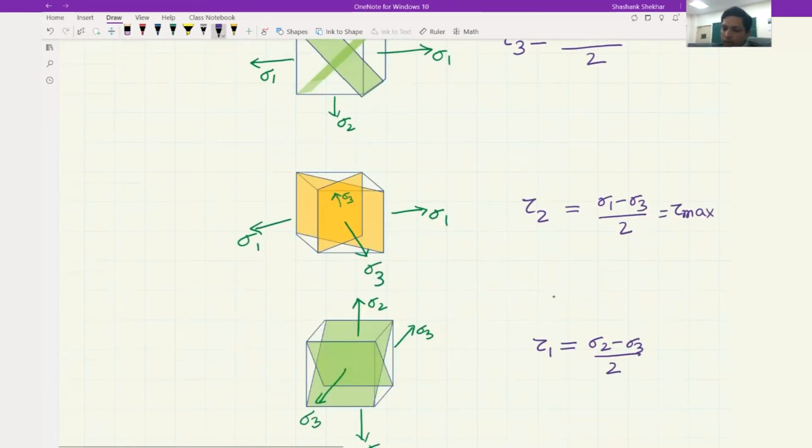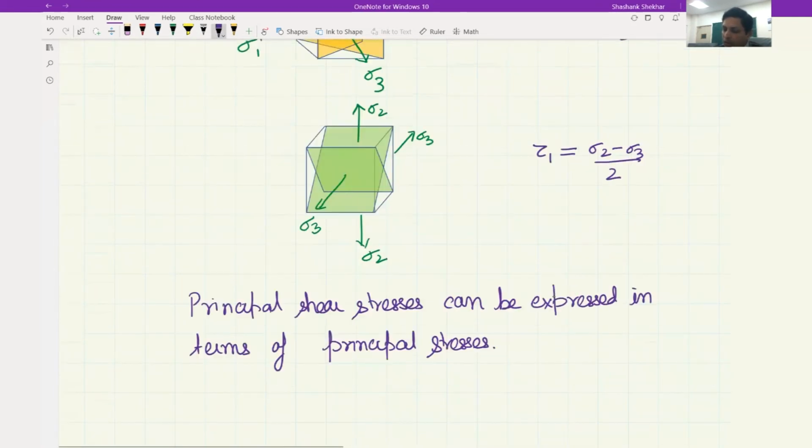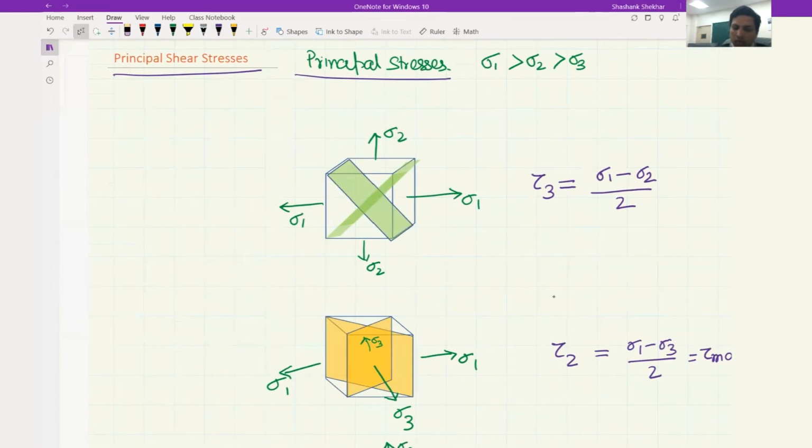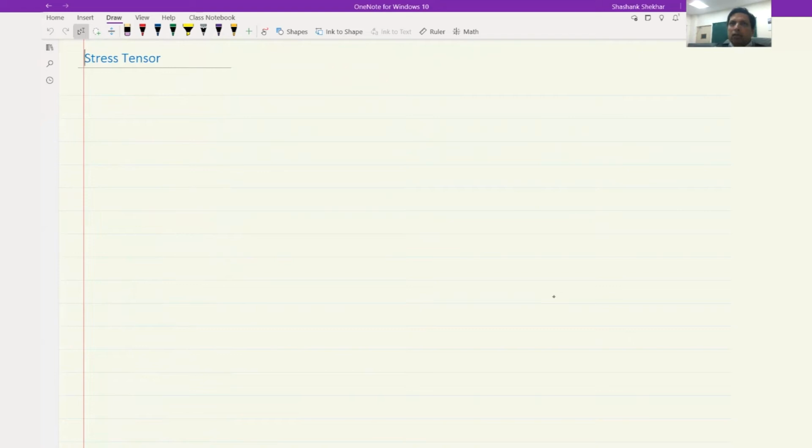Okay, so now that we are comfortable with this concept of principal shear stresses, and we know how to get them in terms of the principal stresses sigma 1, sigma 2, sigma 3, let's now look at the stress tensor quantity. Then you would be able to start getting an idea on how to define that criterion. Now we know that stress is a matrix or a tensor. So it has 9 quantities: sigma xx, sigma xy, sigma xz, and so on.